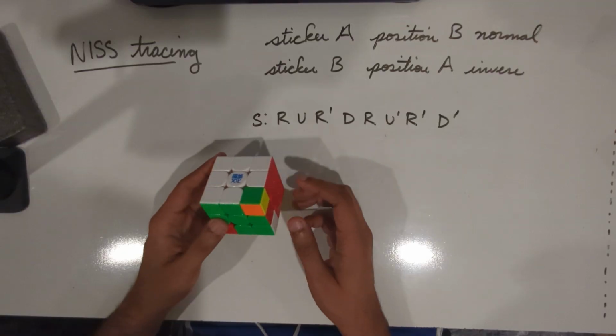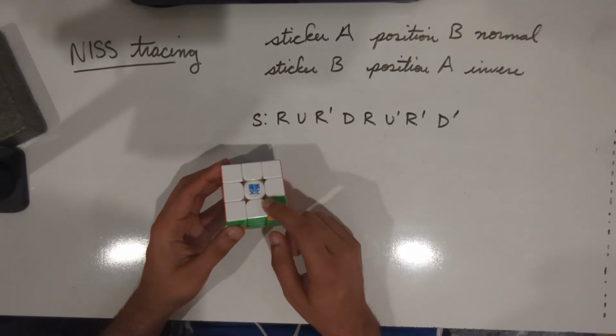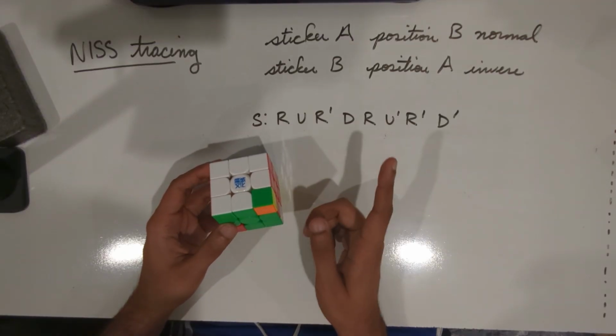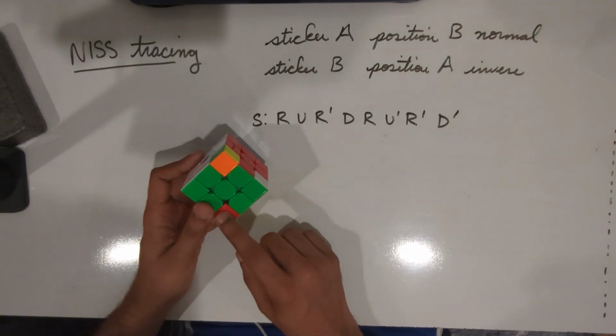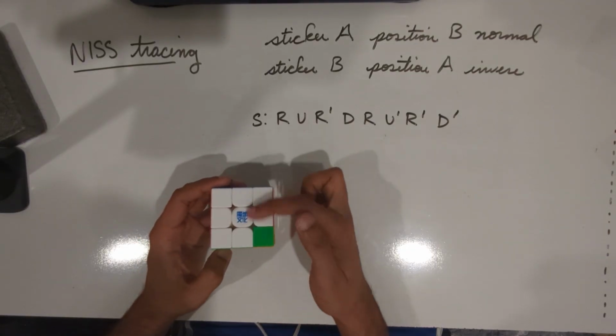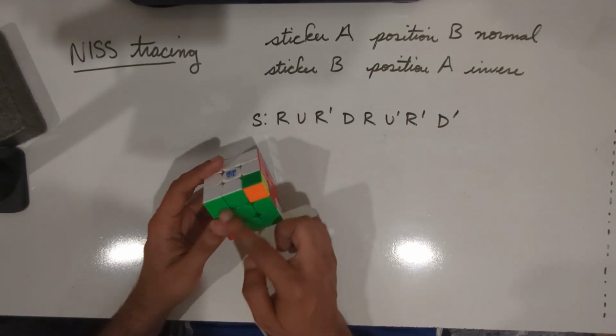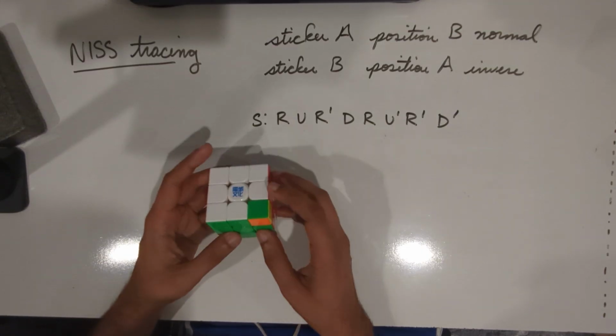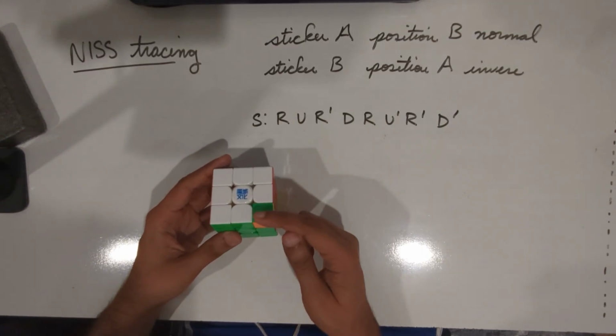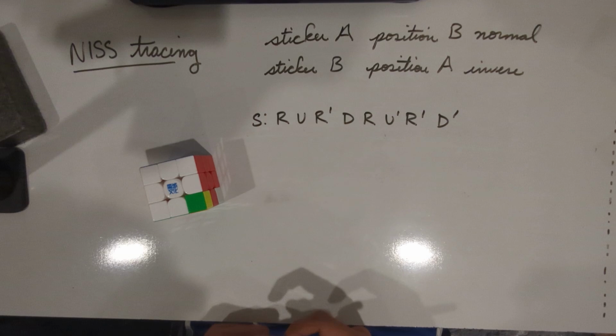Let's take a look at the piece that's sitting in UFR. This is the FLD sticker, which belongs here. UFR, FLD. So this means that FLD is sitting in UFR. Let's make a note of that.